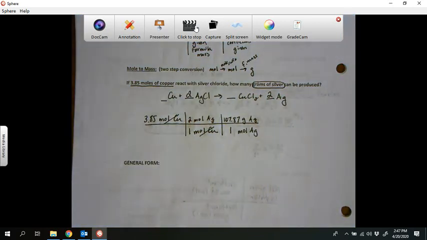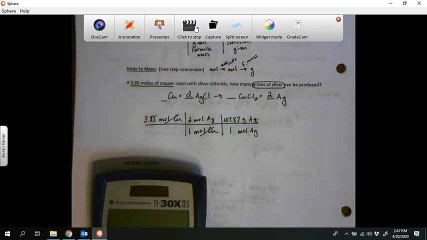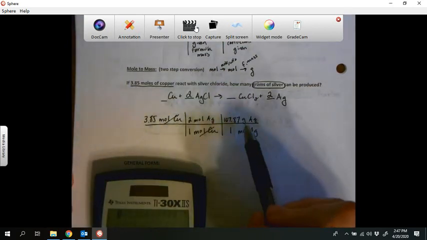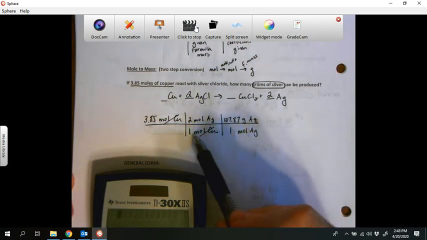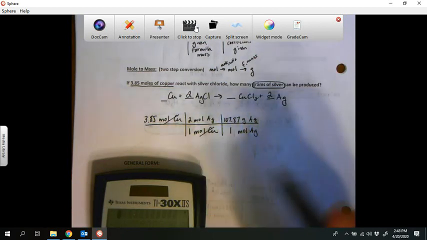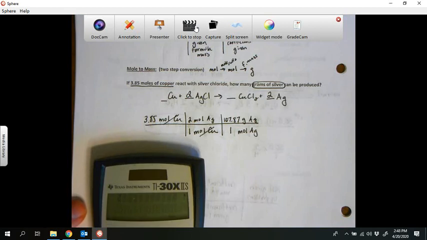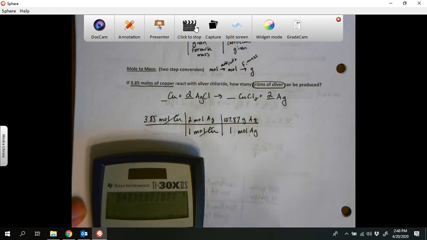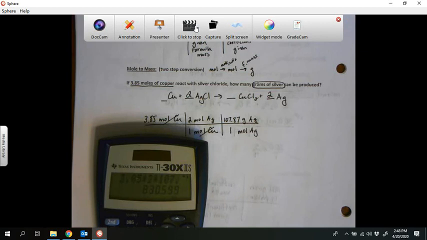So now in our calculator, if something's on top, we're going to multiply. All we have are ones down in the bottom, so we don't have to do any division. So I'm going to put 3.85 times 2 times 107.87 and hit equals. And I'm going to get this big number. So I'm going to have to round it to significant figures.